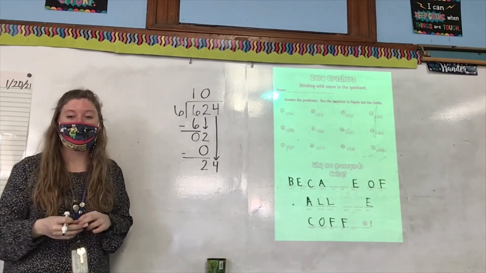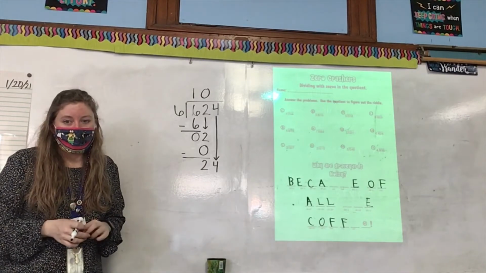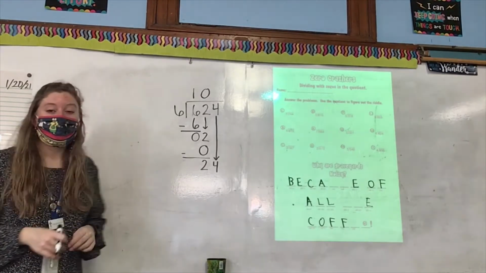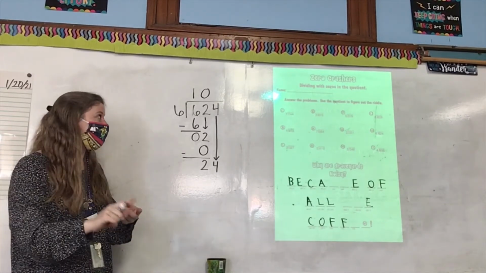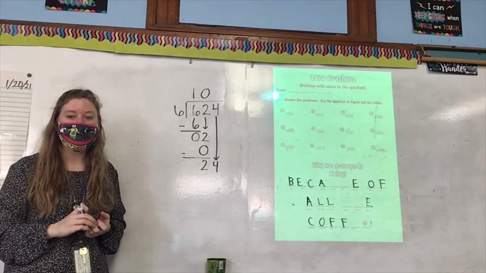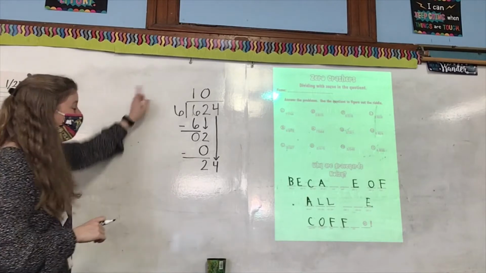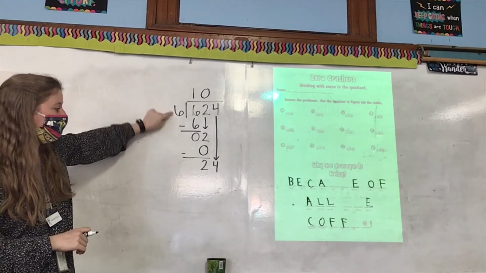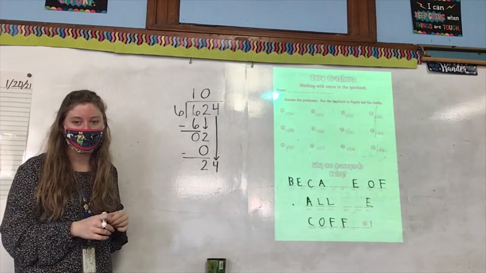What is always the next step after we bring down? Divide. Remember, the divide step, whether we're doing words or numbers, always starts with see how many times. So tell me in numbers. How many times 6 would go into 24? Good. We see how many times our divisor 6 will go into our new dividend 24. How many times is that, Zari?